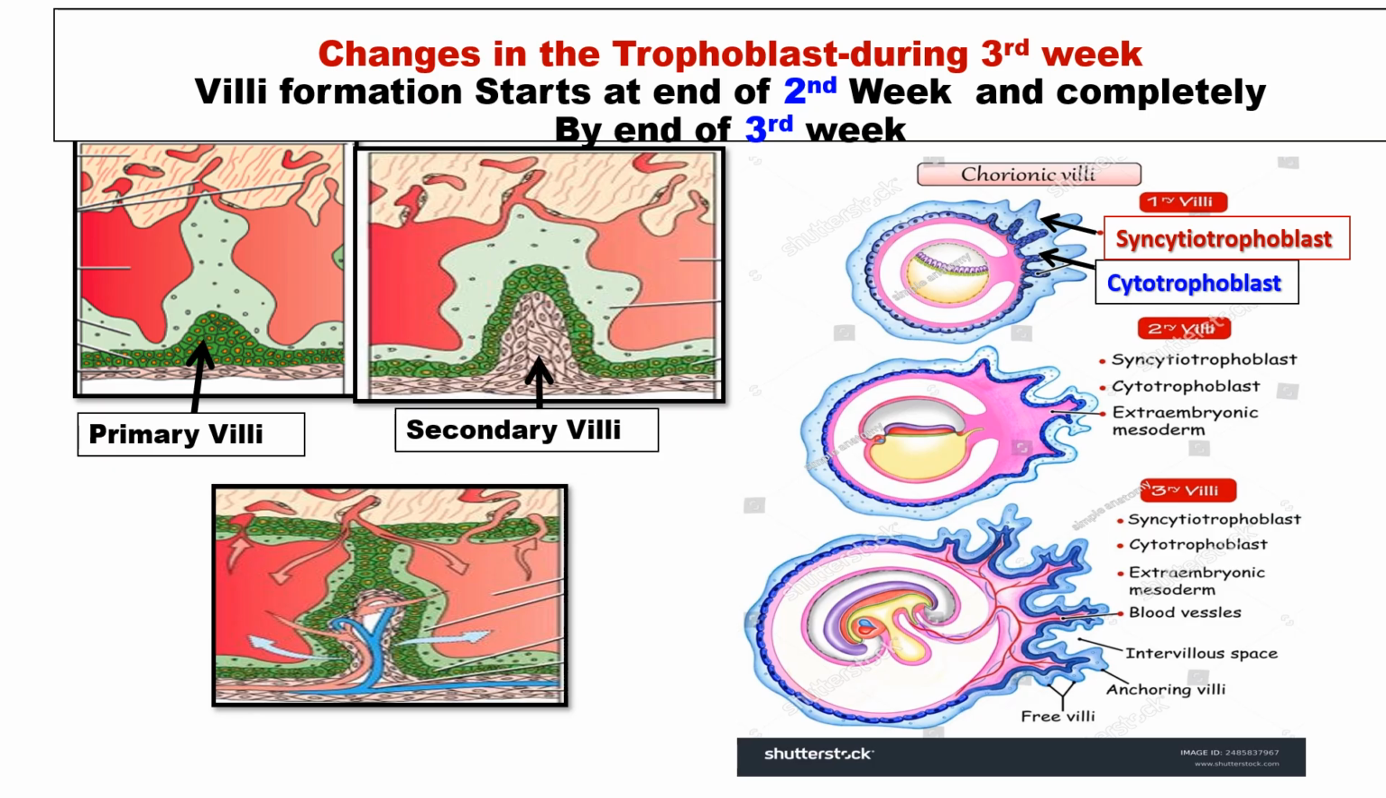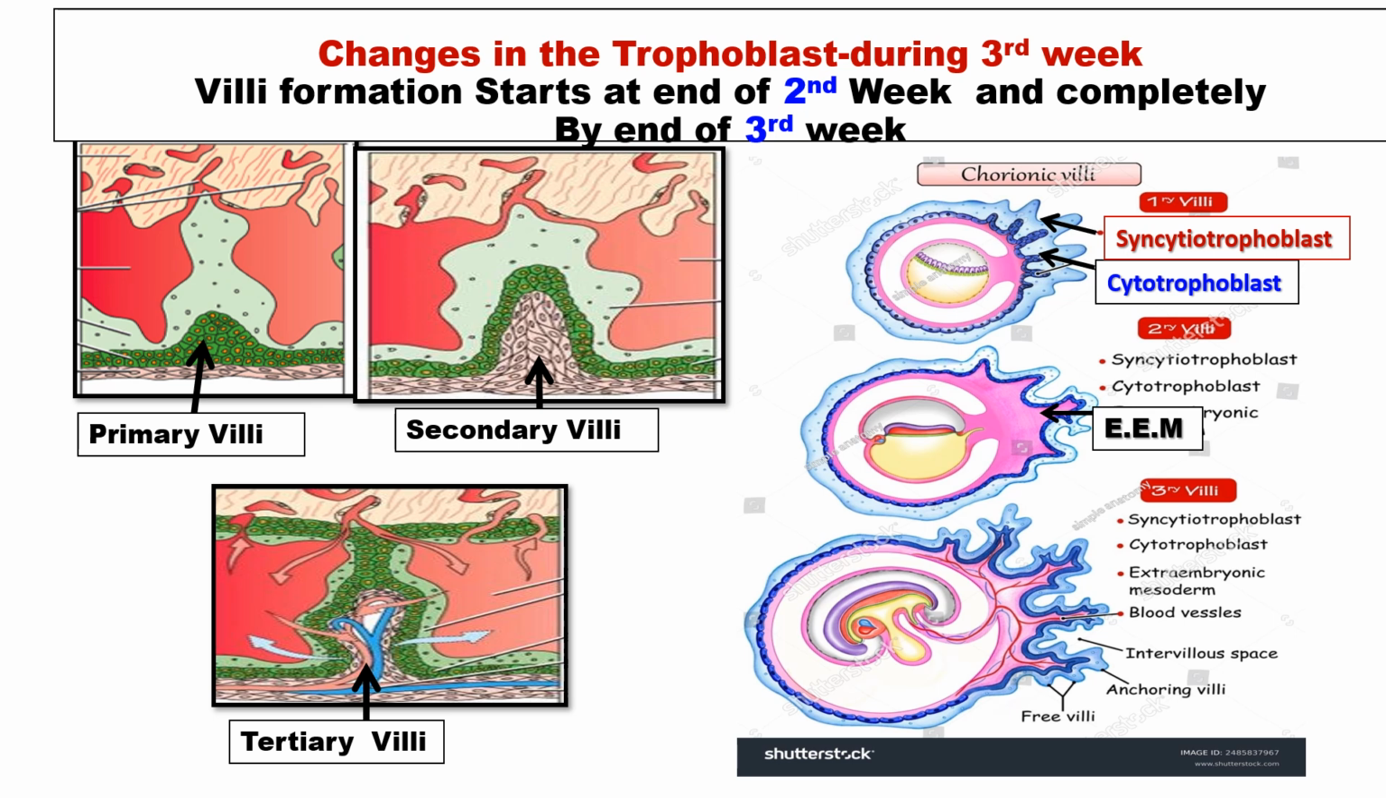Later, the extraembryonic mesoderm penetrates into the cytotrophoblast, which is overlapped by the syncytial trophoblast. And this is a secondary villus. Secondary villi are formed at the beginning of the third week of intrauterine life.